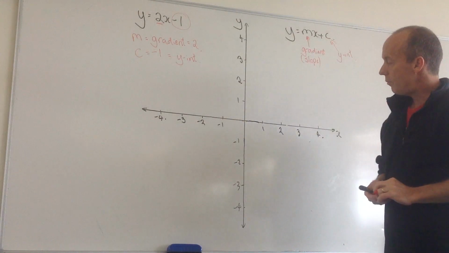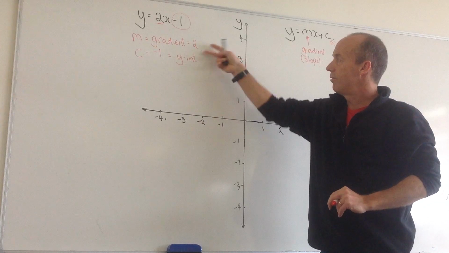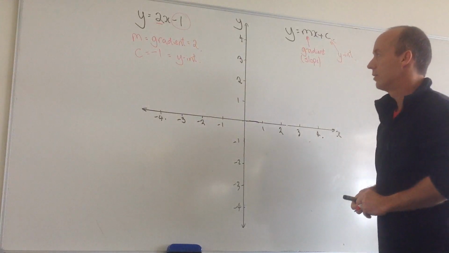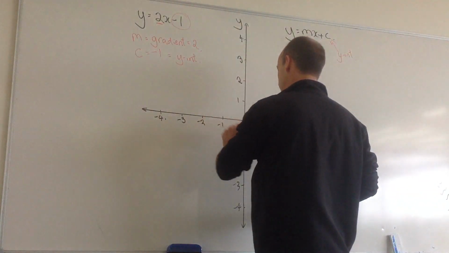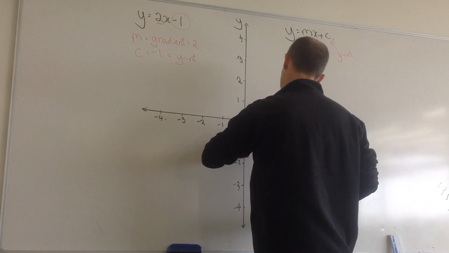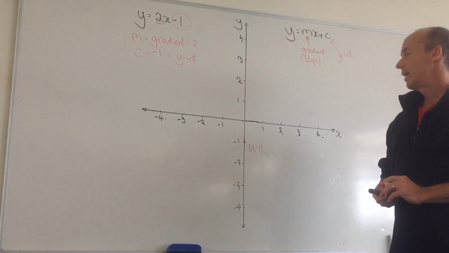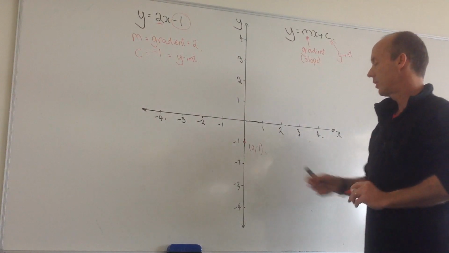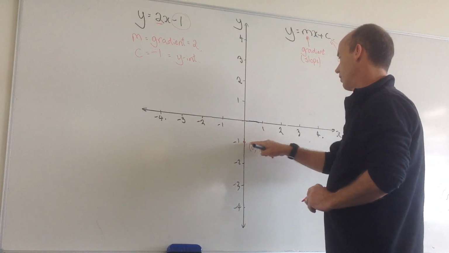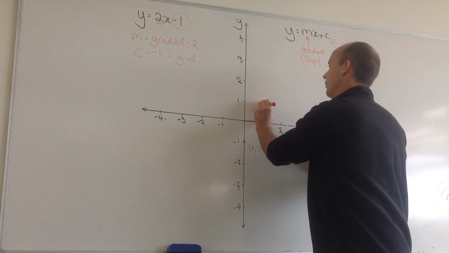So if I was to sketch that, I've got enough information to sketch that. So what I can do is, first of all, mark in my y-intercept. My y-intercept's at minus 1. So this is 0, minus 1. This will be the y-intercept. Now it's got a slope of 2. So what I can do is go across by 1 and up by 2 and get a second point.